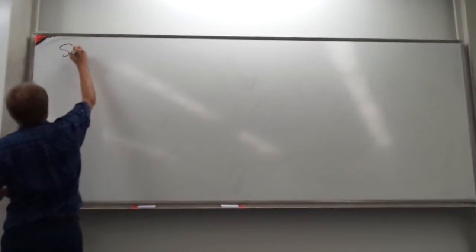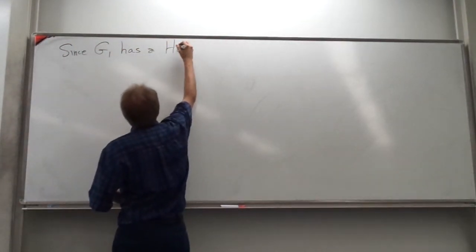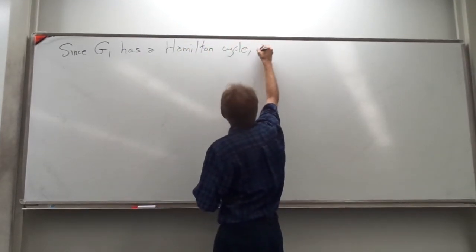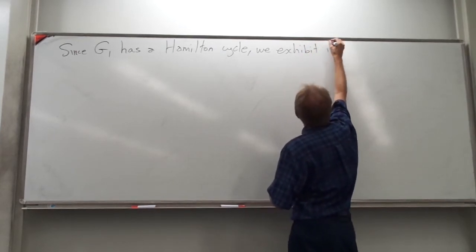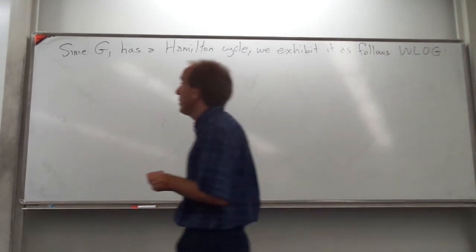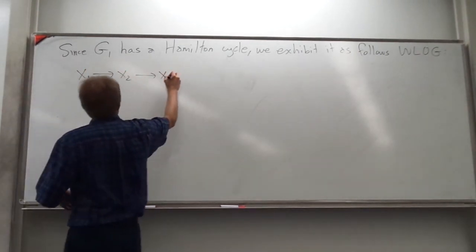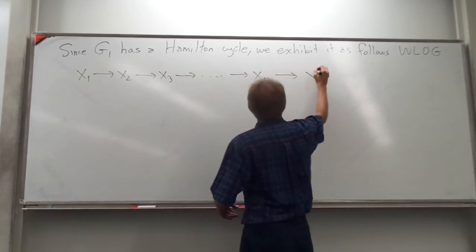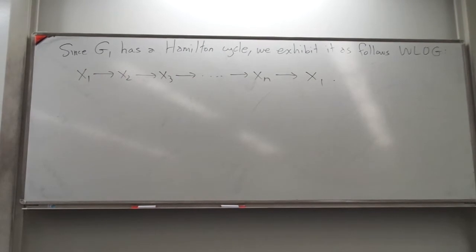Okay. So since G1 has a Hamilton cycle, we exhibit it as follows. And I'm going to go without loss of generality, and I'm just going to suppose that we go x1 goes to x2, goes to x3, goes to dot, dot, dot, goes to xn, which goes back to x1 again. It's a cycle, so it has to go back to where it started. By the way, make sure that you use every vertex. Remember, the definition of a Hamilton cycle is every vertex has to be visited by this cycle. So notice how I was careful to use all of the vertices there, right? And I'm just assuming I've relabeled these vertices so they are in the order that my Hamilton cycle visits them.